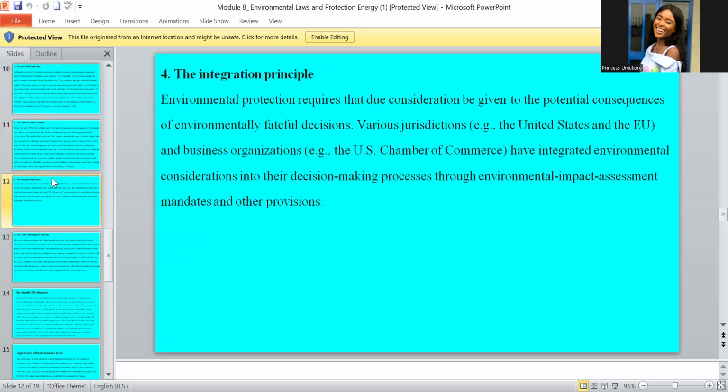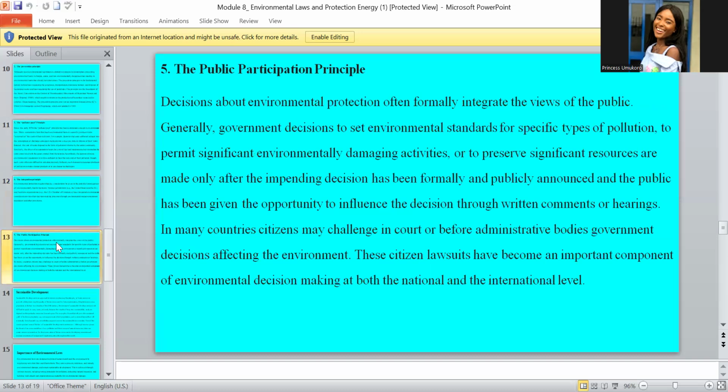The next principle is the integration principle. Environmental protection requires that due consideration be given to potential consequences of environmentally fateful decisions. Various jurisdictions and business organizations have integrated environmental considerations into their decision-making processes through environmental impact assessment mandates and other provisions. Another principle is the public participation principle.